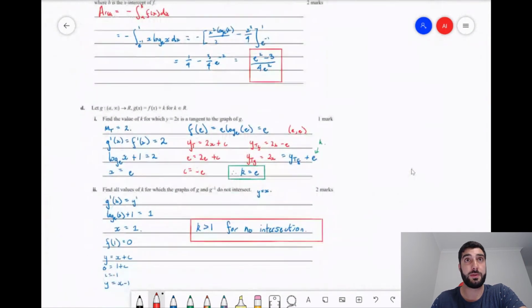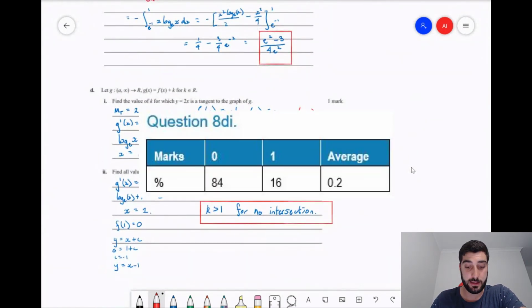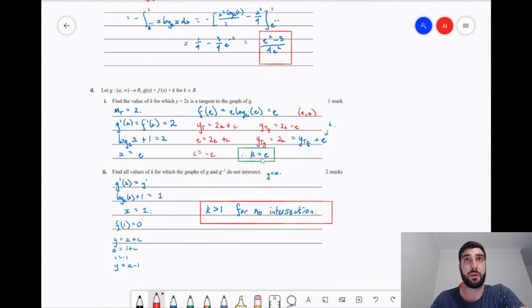Cool, and moving on to D. We had 16% get k is equal to e, which is not too bad. Many students did not even attempt the question, and those who persisted recognized that the gradient was 2, though often gave an incorrect answer of x is equal to e.